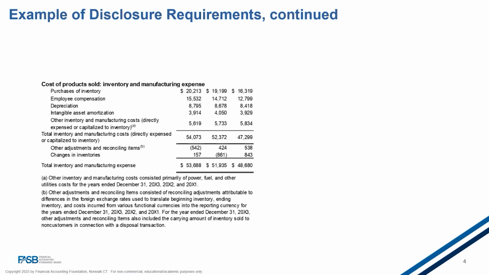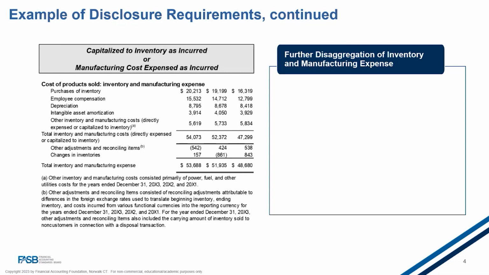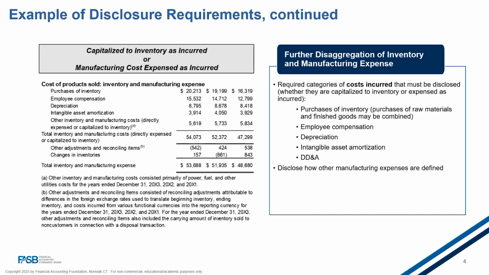To address the issue, first, the proposal would establish inventory and manufacturing expense as a separate bucket for capturing certain types of costs incurred. This bucket would include all of the costs either capitalized to inventory or charged directly to cost of products sold when incurred if they relate to an entity's manufacturing process. Then, entities would be required to further disaggregate that bucket into certain categories, which are purchases of inventory, employee compensation, depreciation, intangible asset amortization, and DD&A. Entities also would need to disclose how they define other manufacturing expenses.